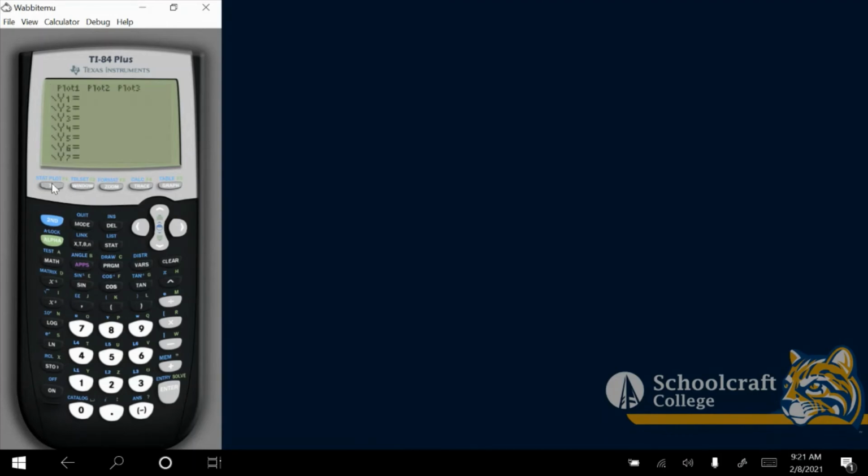Y equals. And to get the absolute value symbols, you press math, you arrow over to the number column, and it's option 1, ABS.